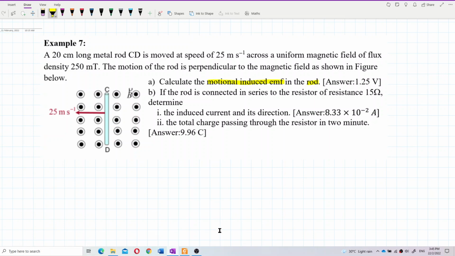Okay. So this is considered a straight conductor. EMF induced in a straight conductor moving along a magnetic field. So we want to find the induced EMF. The rod is a straight conductor, so we already have the length. We have the length of the rod in centimeters, we need to change to meters. We have the speed also, and the uniform magnetic field or flux density.